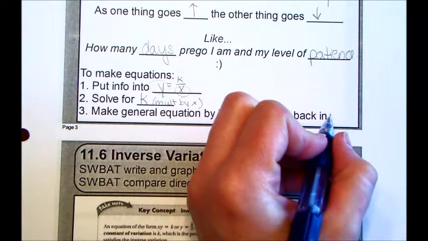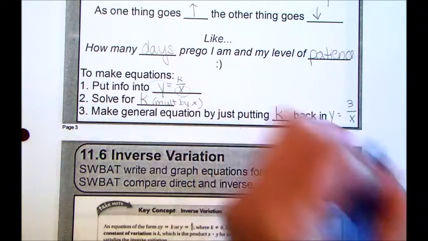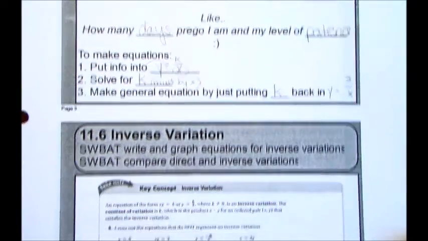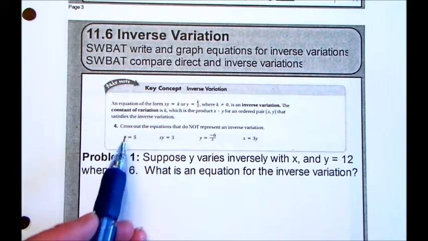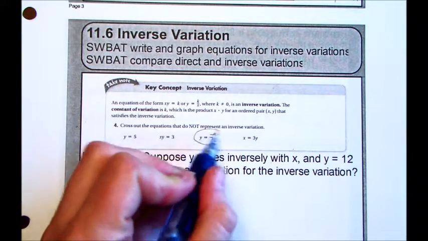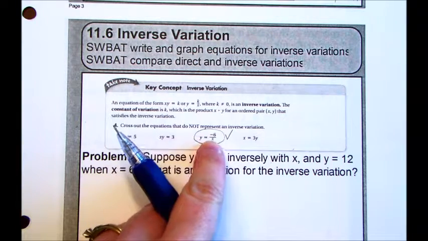So for example, your equation might look like this. Y equals 3 over x. And that is an inverse variation equation. Keep going. Which one of these would not be inverse variation? Well, this one is good. That one is inverse variation. See how it's y equals a number over x?